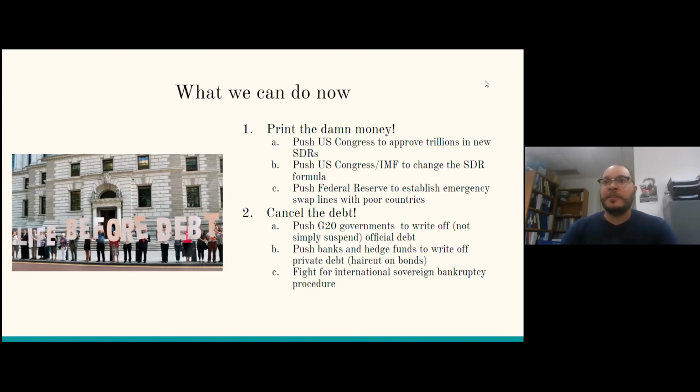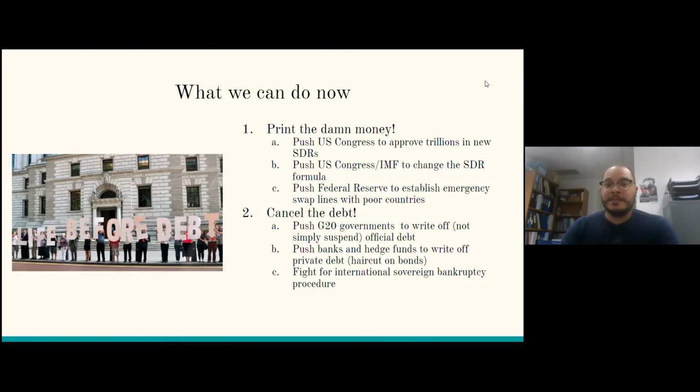Just the same way that the U.S. government has been handing out trillions to corporations, to households. There's been checks arriving in the mail. There's been huge bailouts. The Federal Reserve has created $3 trillion of new money. We need to make sure that Congress does this for countries in the global south. So we could push Congress to approve as many trillions in SDRs as we want.